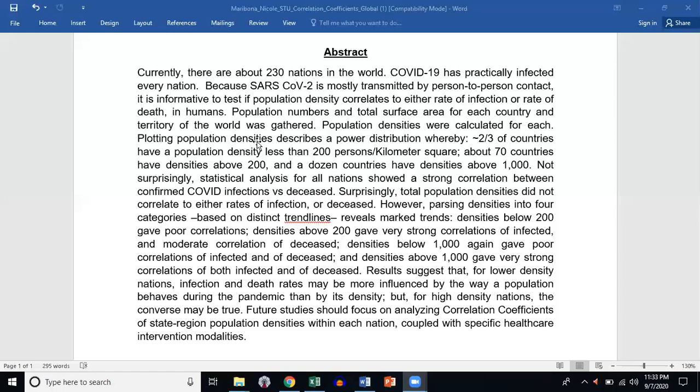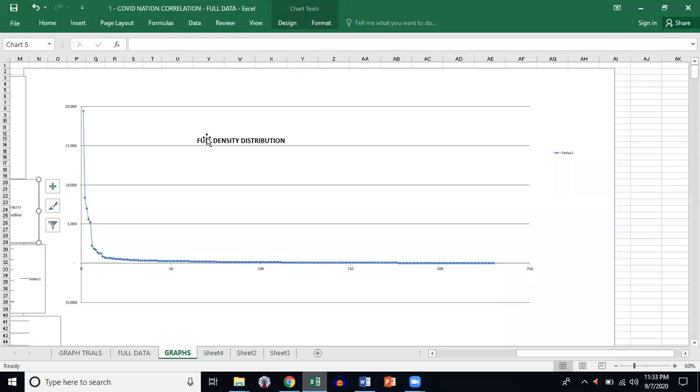Here is the full density distribution, meaning this is for the 230 countries. It gave us what is known as a power distribution or power law, which I spoke about in the last video. I just want to show you now how to do the trend line so that you can see where the power actually comes from.